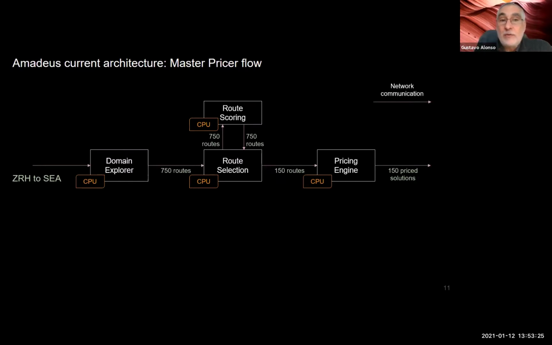And then this will go to the route selection, which, using a number of heuristics and other decisions, will choose the best ones. So for them, this was a huge improvement, because adding this machine learning module based on decision trees resulted in a much better selection of the routes that went eventually to the user.